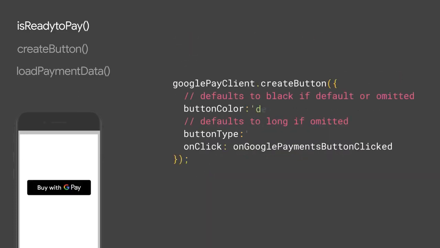Now that you know that the user is ready to make a payment, you will call our second API, Create Button. We recommend that you use this API to ensure the Google Pay branding is used correctly per our latest guidelines. In the future, we will also automatically translate the button text based on the user's location. Once you add the button to your site and the user clicks on the button, you will call the Load Payment Data to open up the payment sheet.